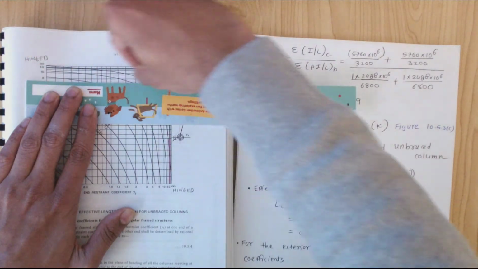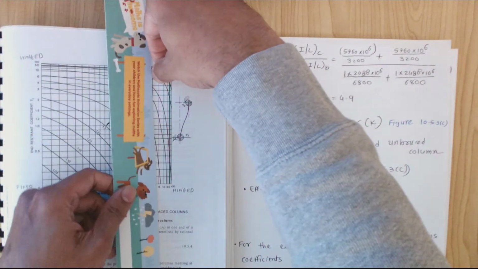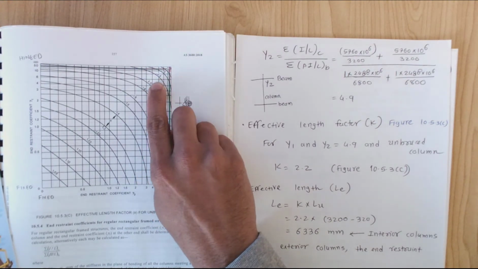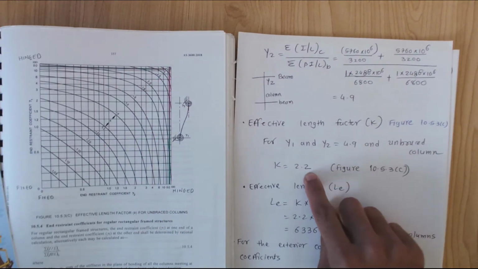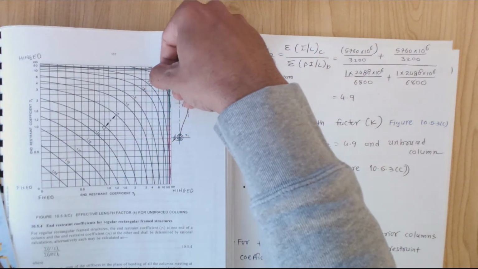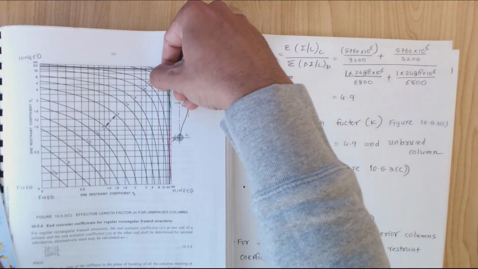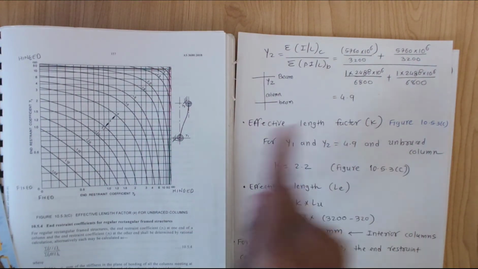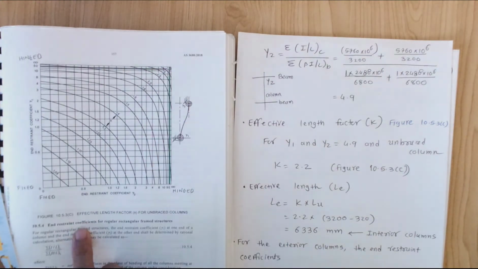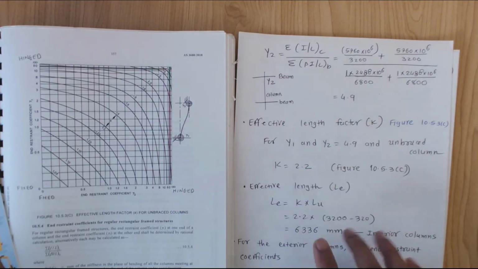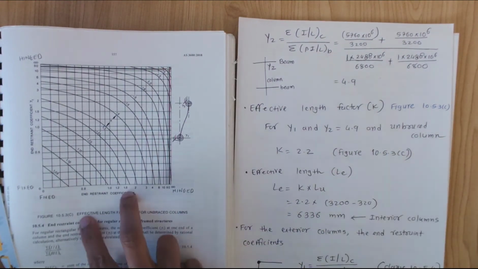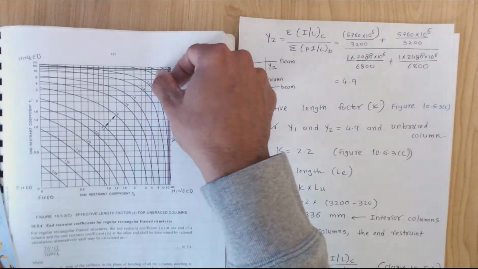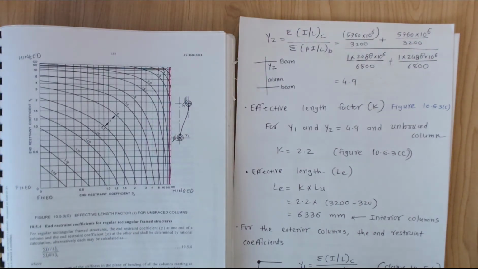If you draw the line across here and you have 4.9 here, that would be more than 2. Between 2.5 and 2.2 you have approximately 2.2, so you get this point here, that is 2.2 as K, which is the effective length factor K. So K equals 2.2, taken from what we calculated, gamma 1 and gamma 2. We can calculate the K value.